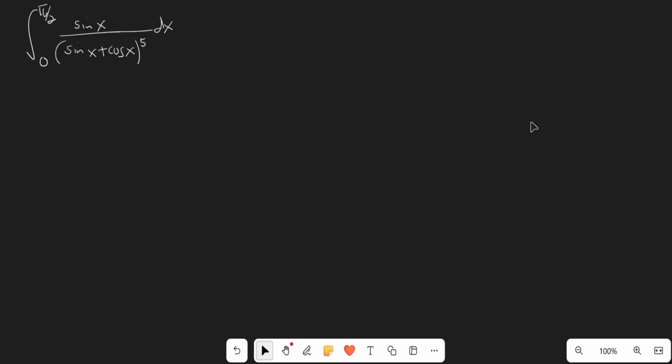So in this tutorial we're going to look at this integral from 0 to pi over 2 of sine of x divided by sine of x plus cosine of x all to the 5th power.